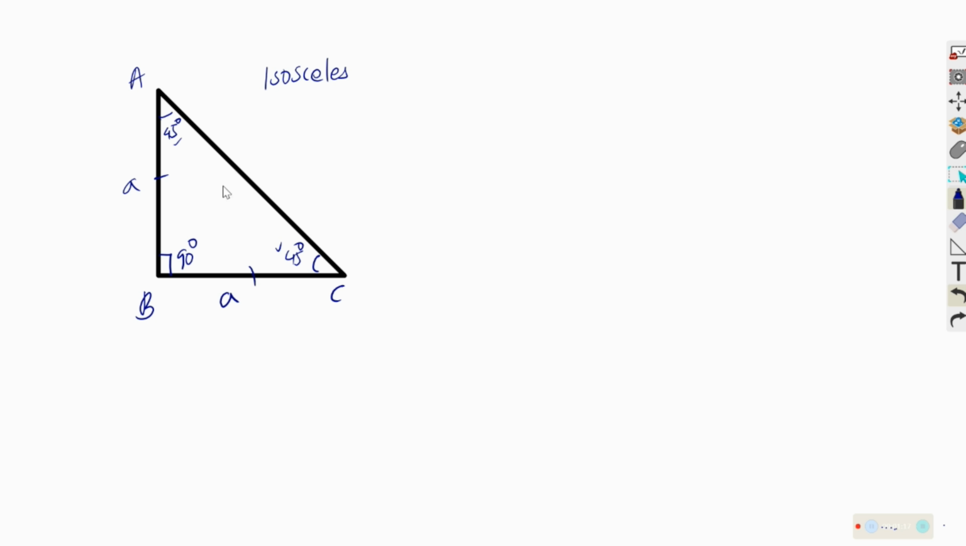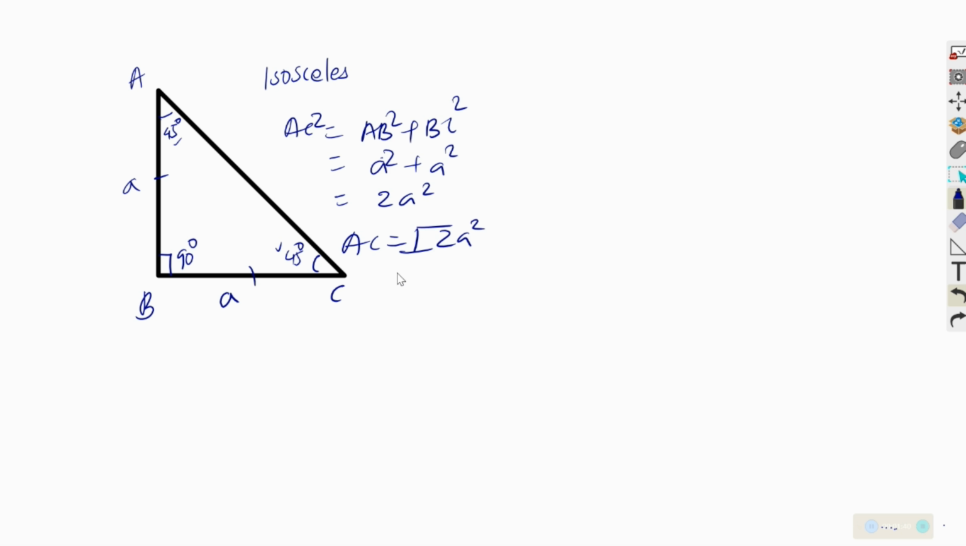If these two are A and A, according to Pythagoras theorem, AC square is equal to AB square plus BC square, where AC square is equal to A square plus A square. That means 2A square. AC is equal to root of 2A square. That means root 2 times A, since the square root of A square is A. Answer is root 2A. That is the value of hypotenuse.